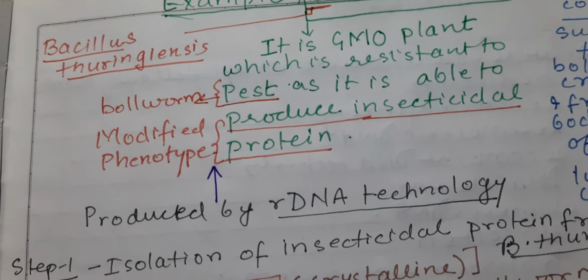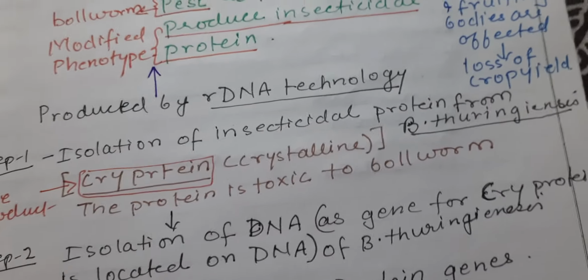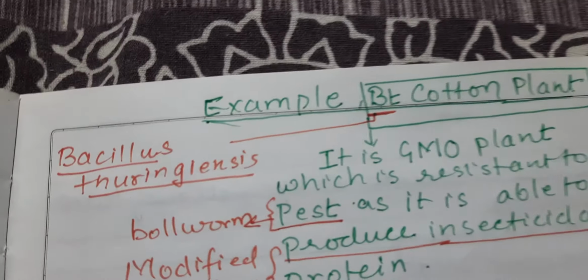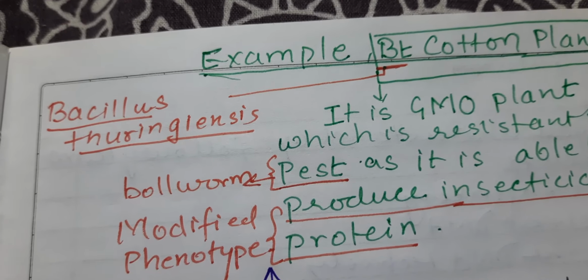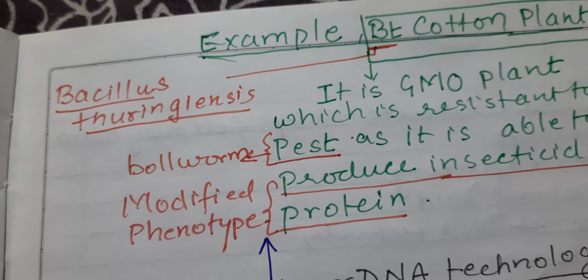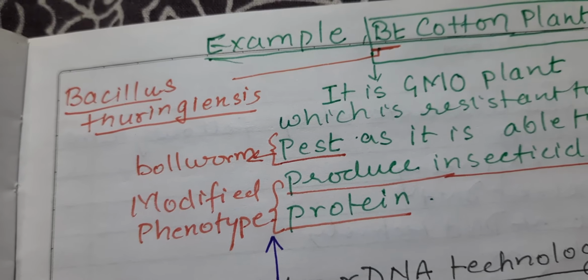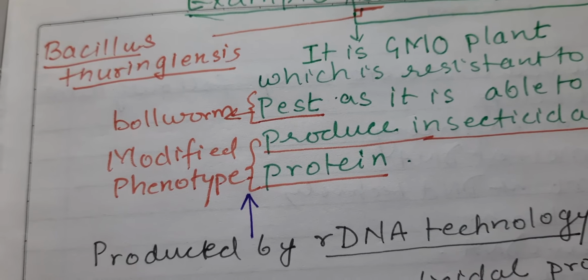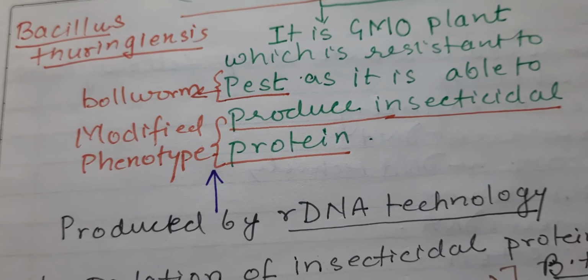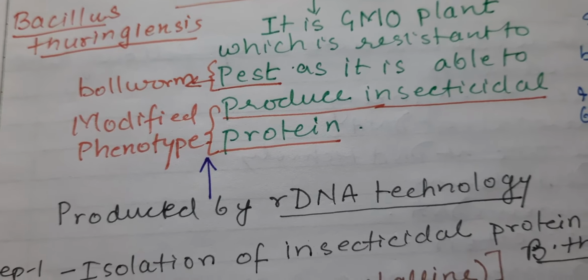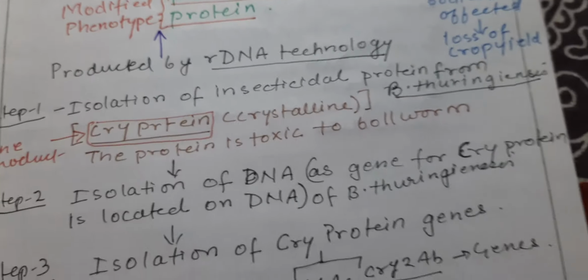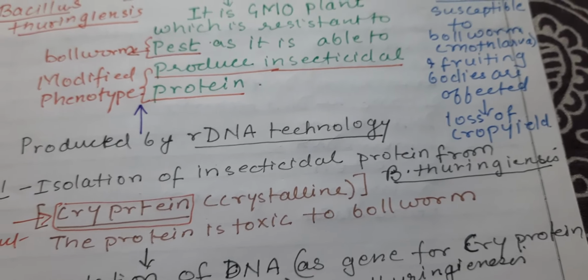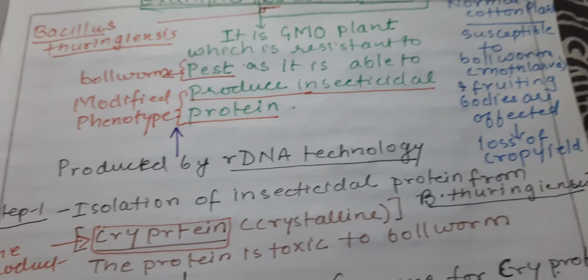So how is this GMO produced by recombinant DNA technology? The first step is isolation of insecticidal protein. Now we know that Bacillus thuringiensis is the bacteria which produces certain toxin proteins which are insecticidal to the bollworm. These proteins, or toxins of these bacteria, are produced extracellularly, so you can isolate this protein. So the first step is the isolation of insecticidal protein from Bacillus thuringiensis, and this protein is called cry protein.